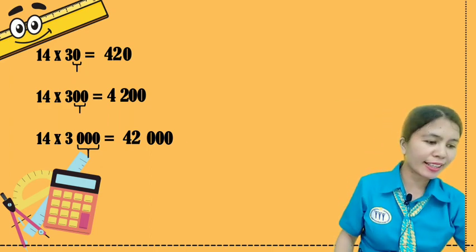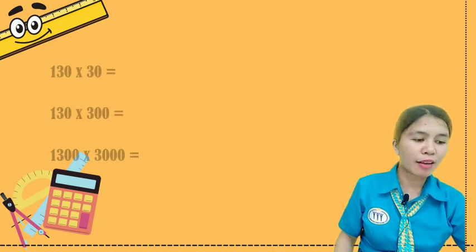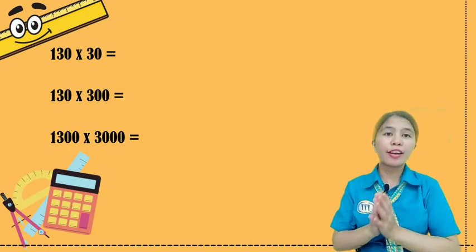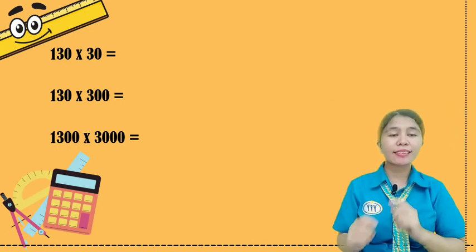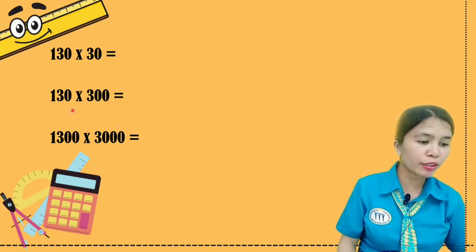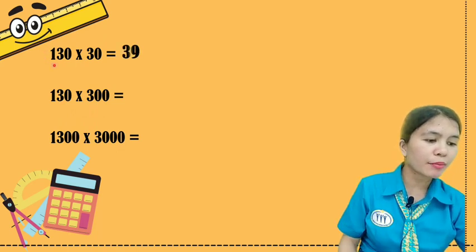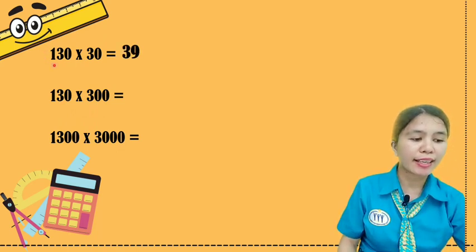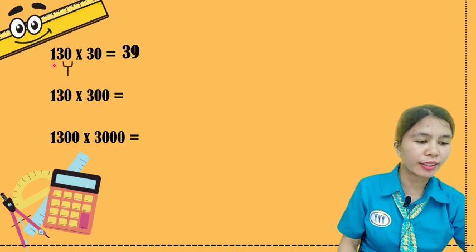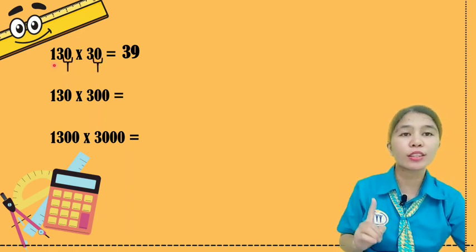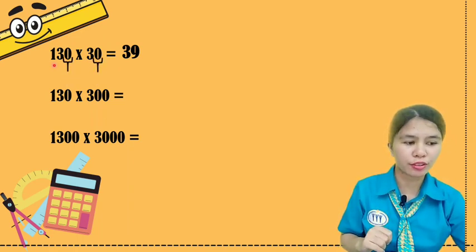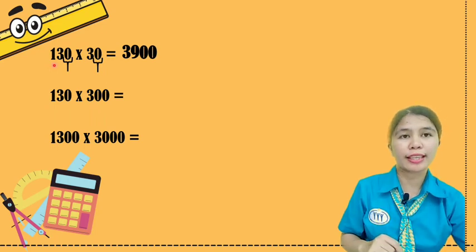So let's see next. This is the last example. What if we have this kind of multiplication? 13 times 3, we multiply the non-zero numbers. 13 times 3 equals 39. And then we have 1 zero here, and 1 zero here. 1 zero plus 1 zero equals 2 zeros, so we can place 2 zeros at the back.